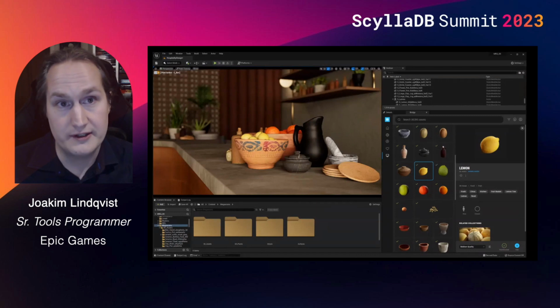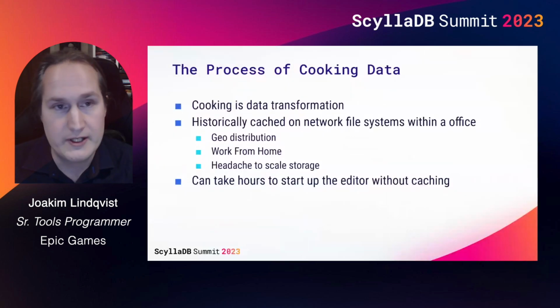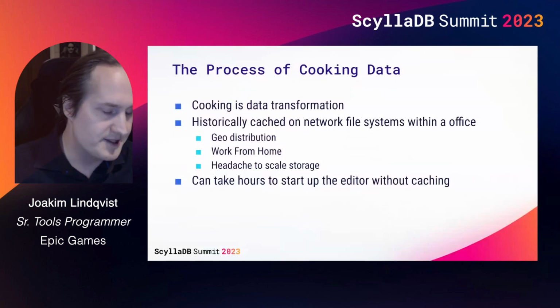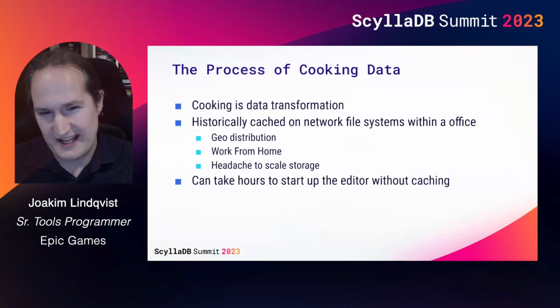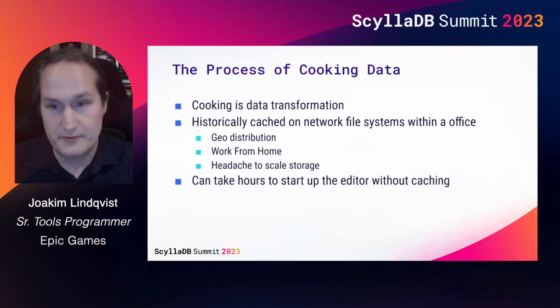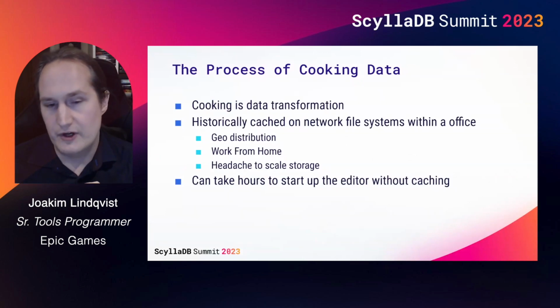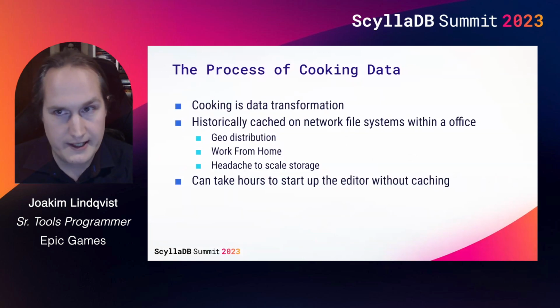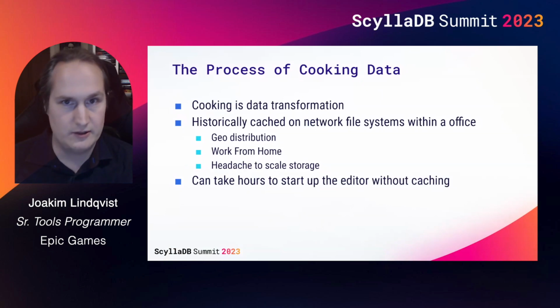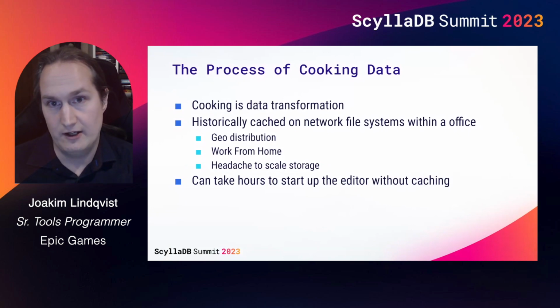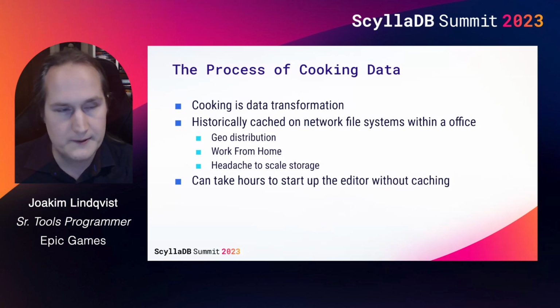And that transformation is part of a process that we call cooking. So it varies from asset to asset exactly what kind of transformation needs to happen. It could be a conversion of file formats. It could be compression. It could be compilation. It really varies. But the common thing across all assets is that they are cooked, or a lot of them are cooked.